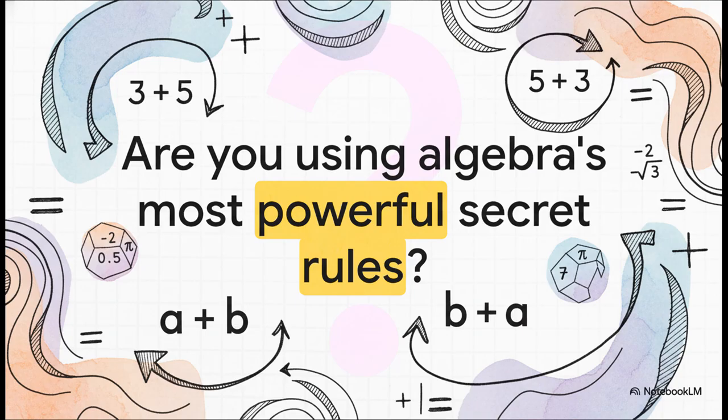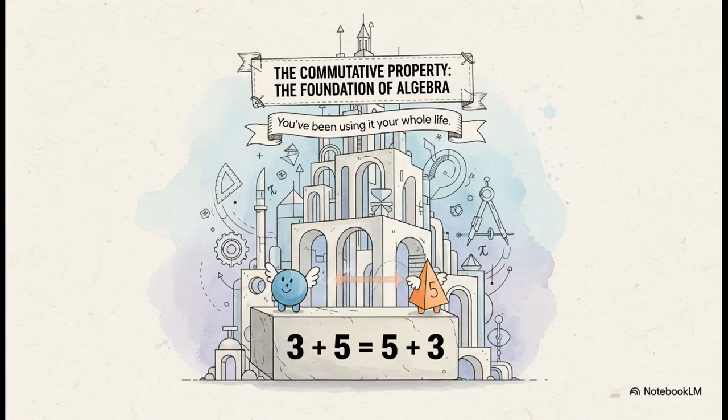Just think about it for a second. When you're at the grocery store, you know that adding the price of the milk and then the eggs is the exact same as adding the eggs and then the milk. You don't even have to think about it, you just do it. Well, that simple fact actually has a name. It's called the commutative property. And that's really what today is all about.